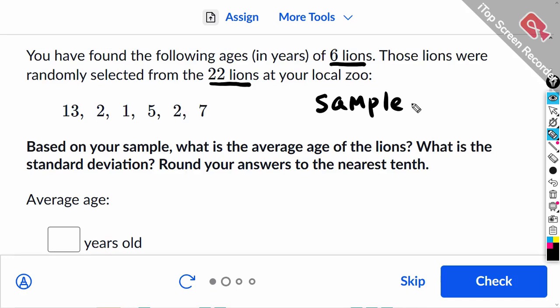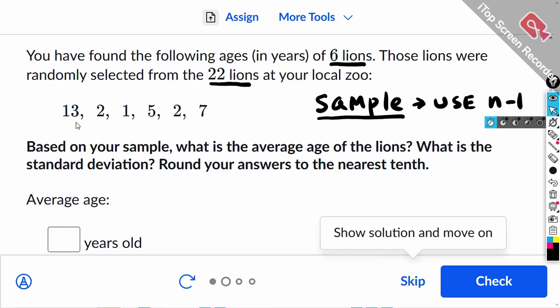So in this case, we only have a sample, and for the sample, you're going to use n minus 1. This is just a sample because it's not all of the lions. It's only 6 out of 22 lions. So we're going to use n minus 1, but that's going to be much later.